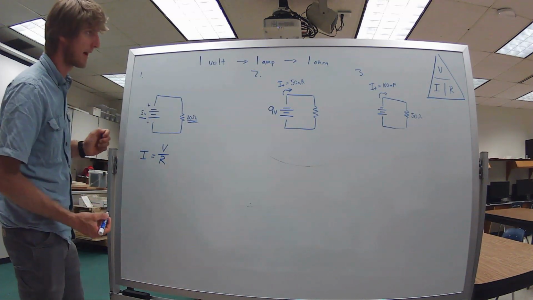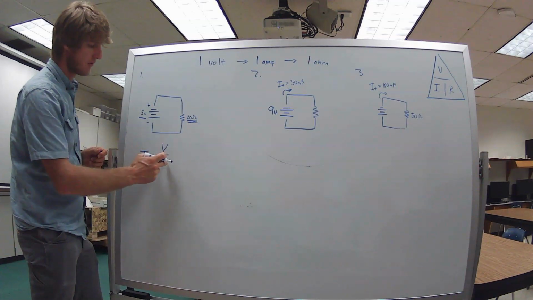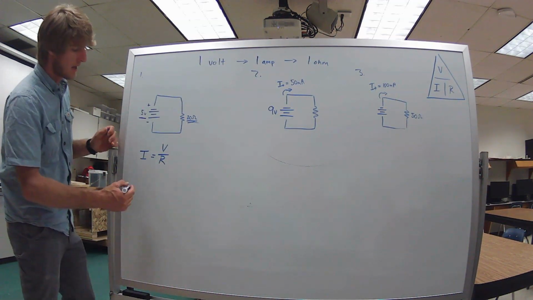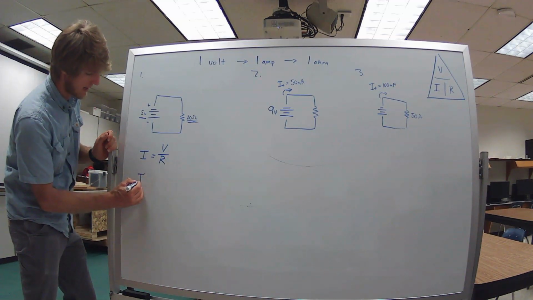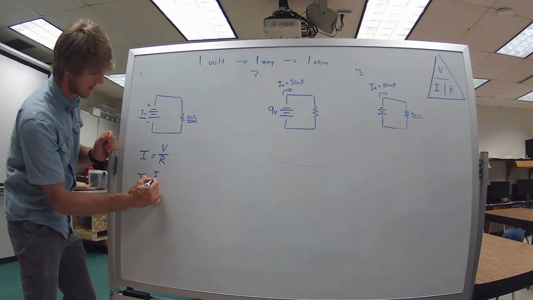So V divided by R is the equation for this one, because we don't know amperage, and we do know volts divided by resistance, and we looked at our triangle. That's the equation we got. Now let's plug in those values. Now we know I equals V, 5, divided by R, 20, okay?